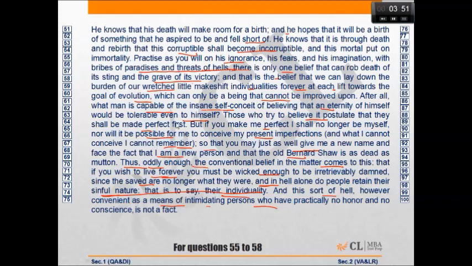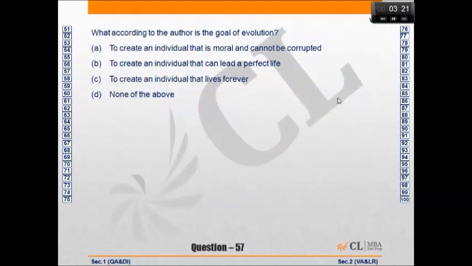Where is evolution? It was somewhere on this slide. Let me read the passage. No sphere, imagination. There's only one belief that you can lay a burden of wretched little makeshift bridge forward each left towards the goal of evolution, which can only be a being that cannot be improved upon. So the goal of evolution is to become the perfect person. After what is the goal of evolution is to become the perfect person.